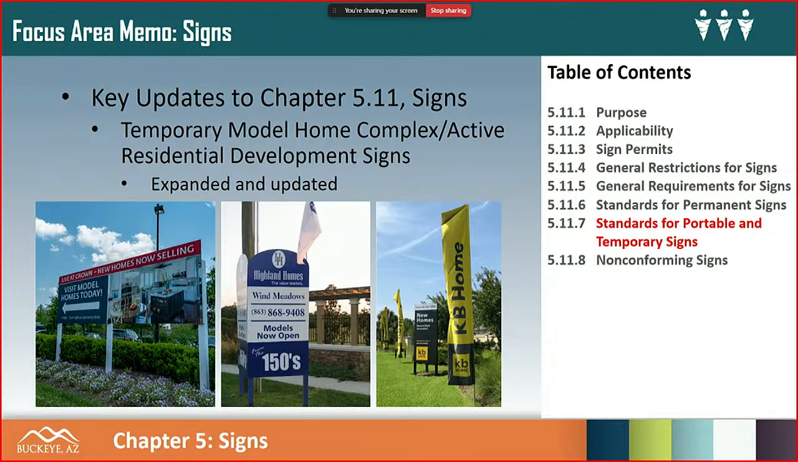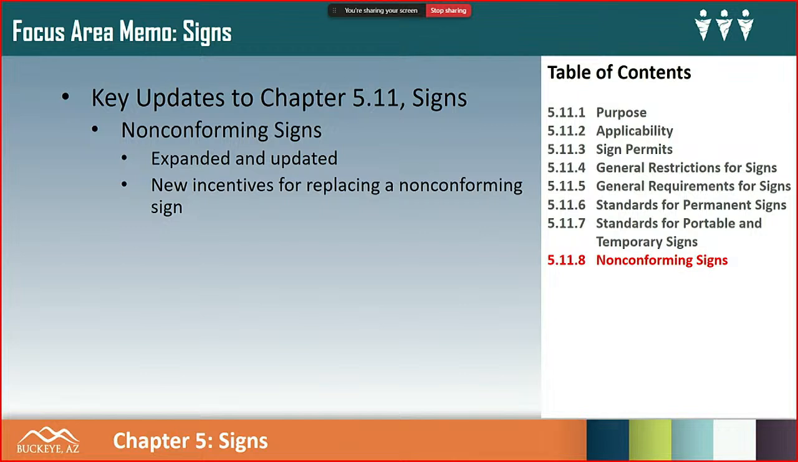The last slide on signs is non-conforming signs, and in this section we provided clarification on the non-conforming signs rules and added some new incentives for the replacement of a non-conforming sign. Very difficult to require all non-conforming signs to be removed, but you can certainly incentivize their replacement by providing different standards. What would be a non-conforming sign?